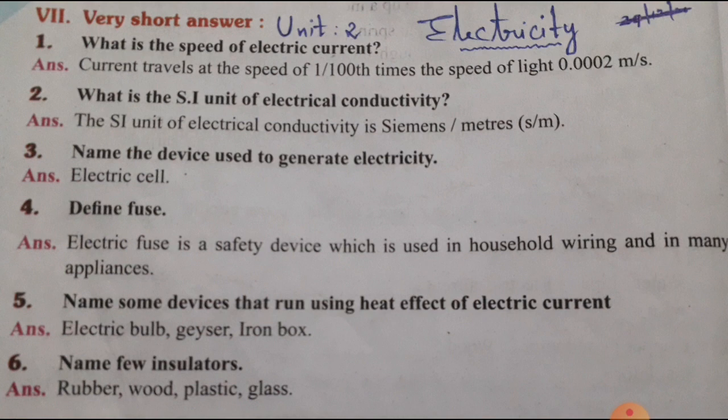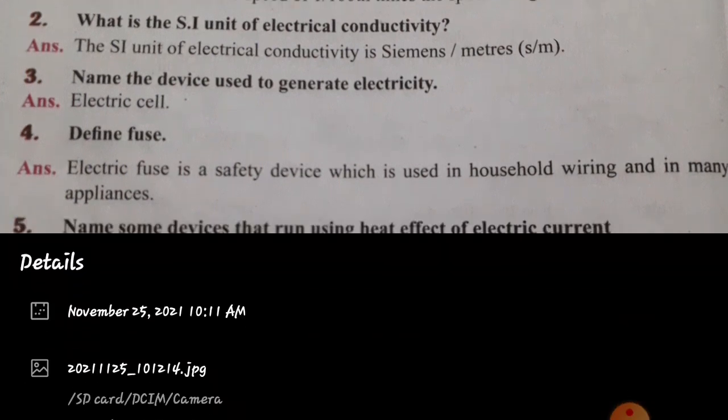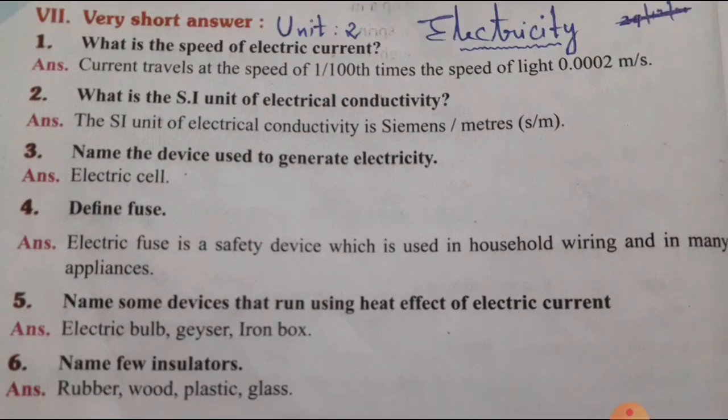Name of the device used to generate electricity: electric cell. Fourth one, define fuse. Electric fuse is a safety device which is used in household wiring and in many appliances. Fifth one, name some devices that show the heat effect of electric current. Electric bulb, geyser, iron box. Name a few insulators: rubber, wood, plastic, glass.